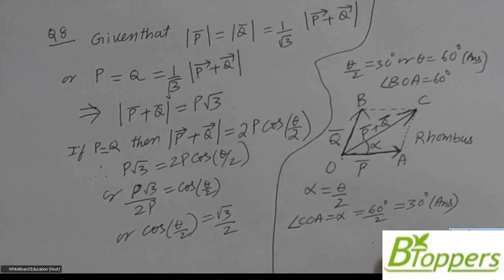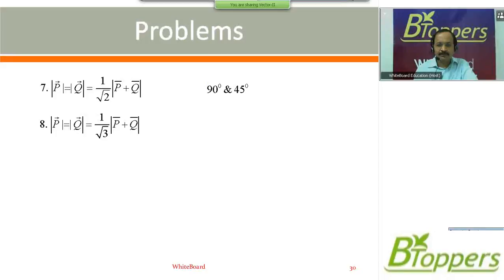You can follow similar procedure even for the previous question number 7. That means you can follow the same procedure for all those examples where the two vectors have same magnitude. So we have just discussed the problem number 8. The answers are 60 degrees and 30 degrees. Look at the next problem.